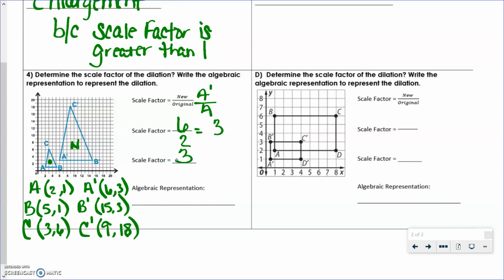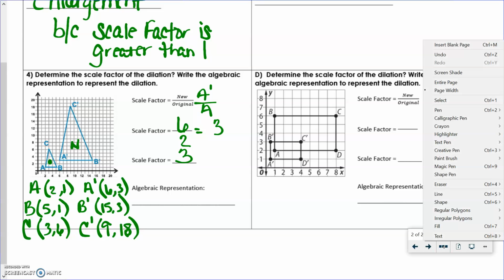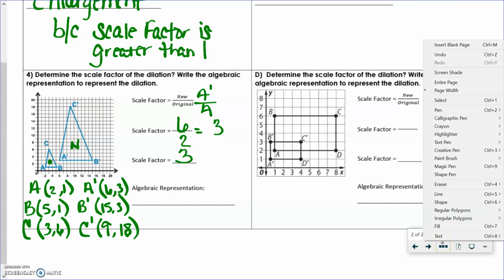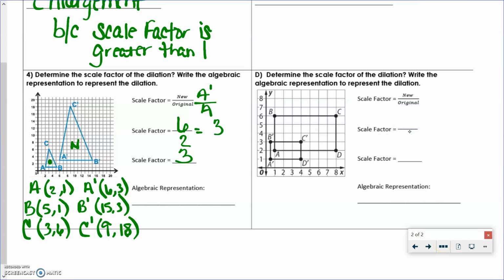Since my scale factor is 3, my algebraic representation or algebraic arrow notation would be as follows. It's going to be x comma y, arrow, 3x comma 3y.